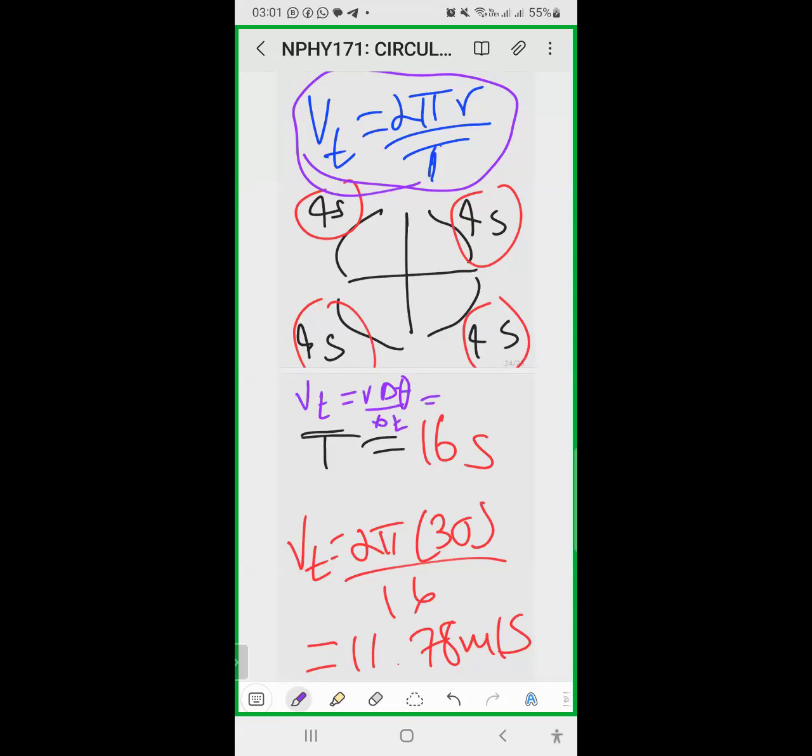So maybe you might say you don't have the angular displacement, but it is given there. Let's take it to be 2 pi. When you make it 2 pi, it is one complete revolution. Hence, instead of dividing by change in t, you have to divide by the period, the total time taken to complete one full revolution, right? So that is the idea behind it.